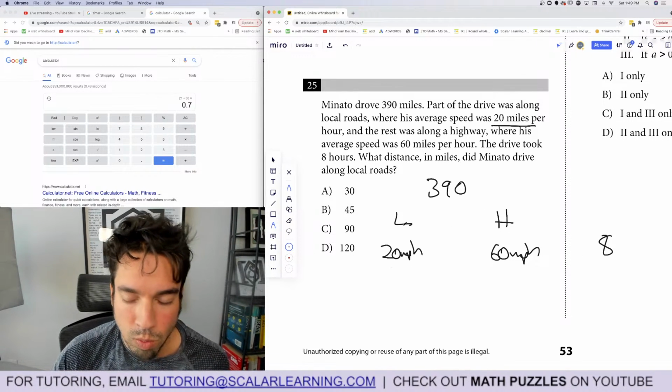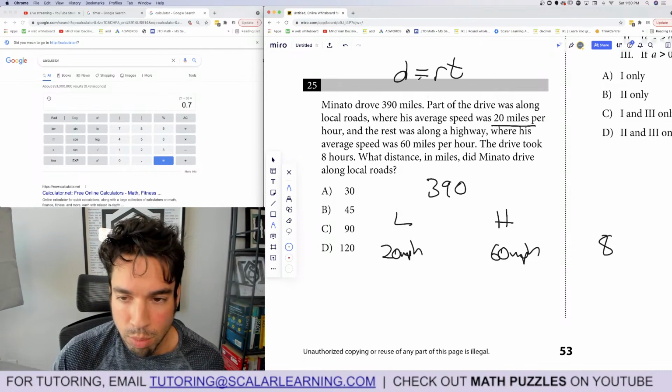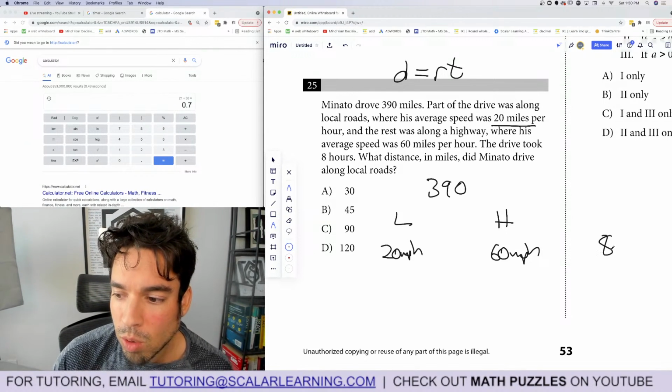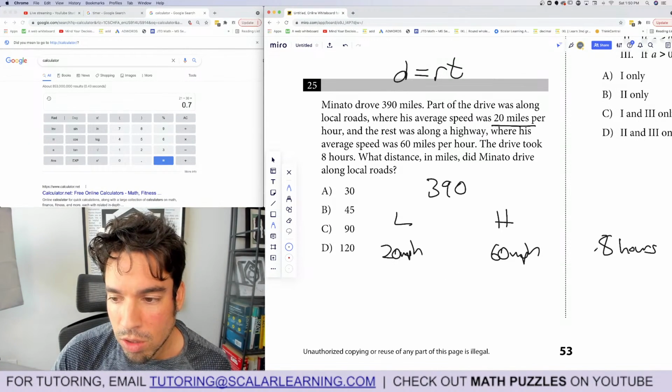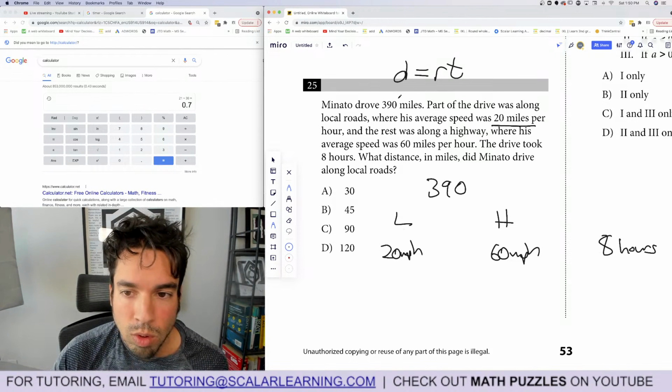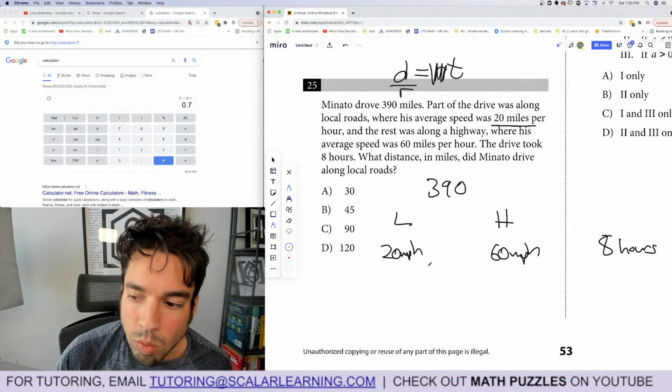Here's the deal. Distance equals rate times time. It's a simple formula, but an important one. So we can set up an equation here because we know the total time. If distance equals rate times time, then distance divided by rate equals time. Well, check this out.